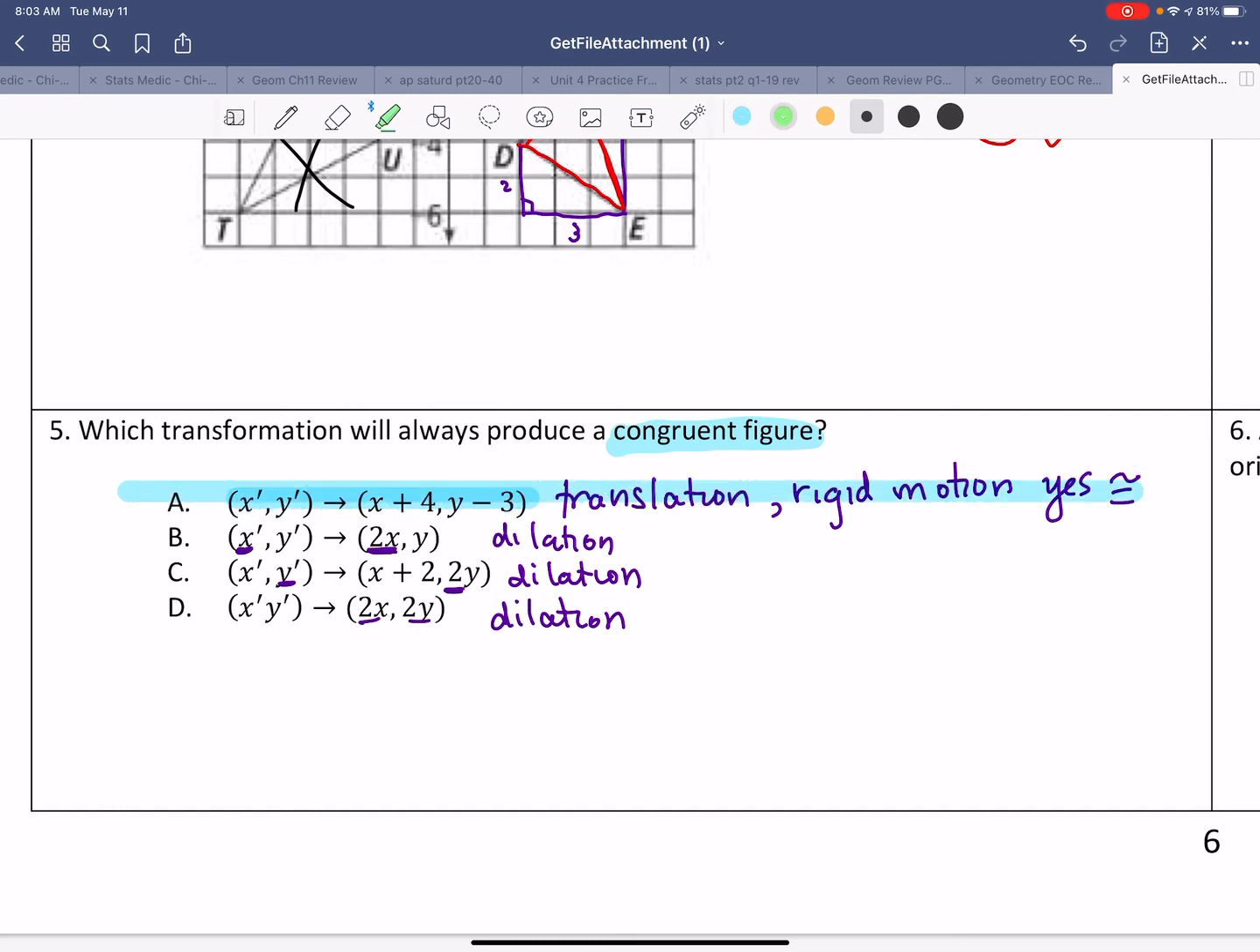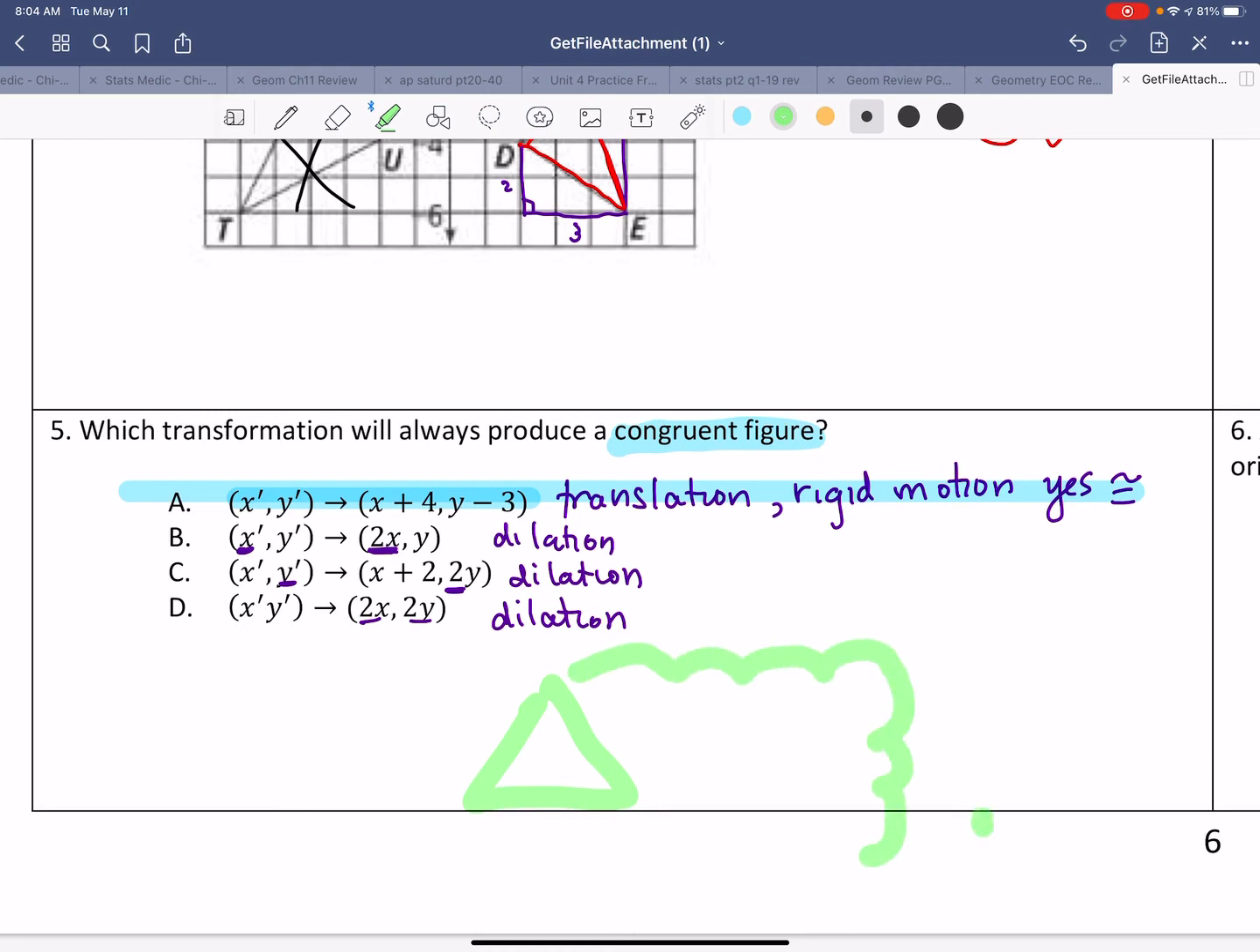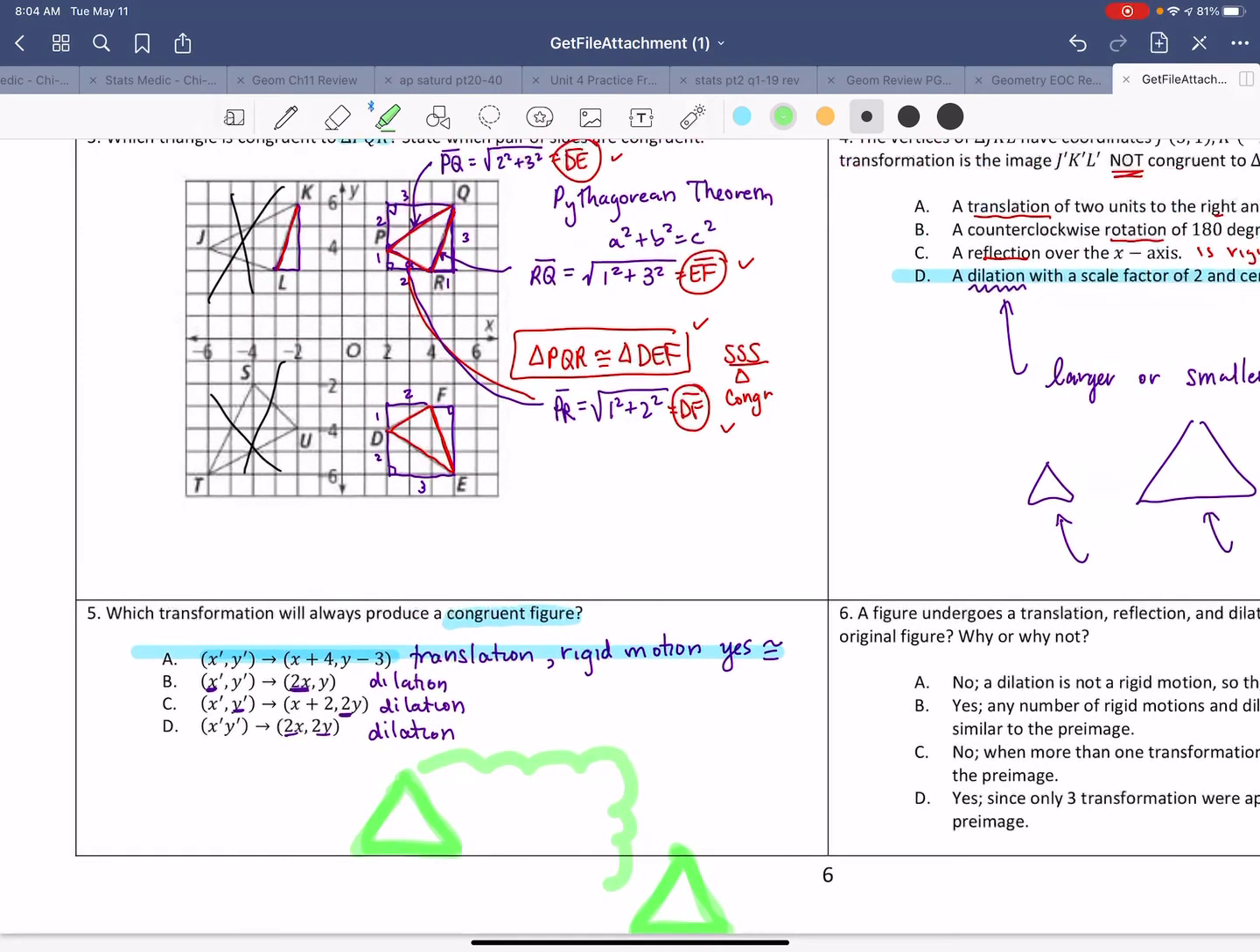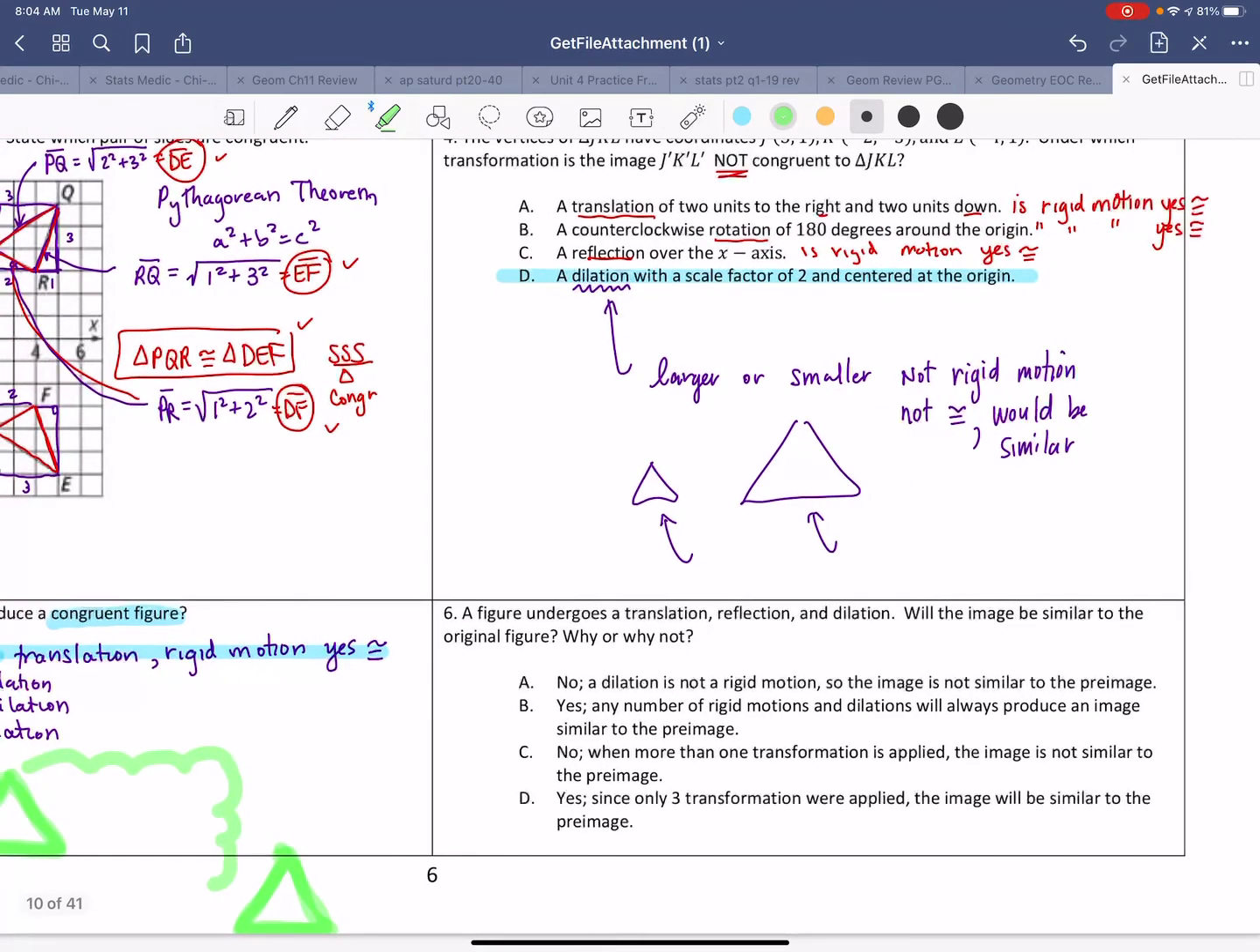So whatever the shape is, we don't know what it is. We're going to move it 4 to the right and 3 down. So whatever the shape is, it's going to move 4 to the right and 3 down. So this will be the new location. This shape doesn't get any bigger or smaller. That's why we would call that a congruent transformation.